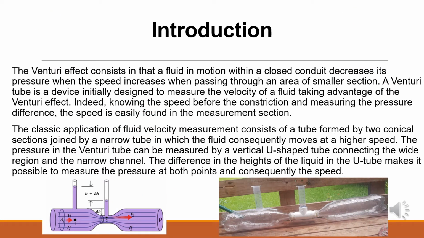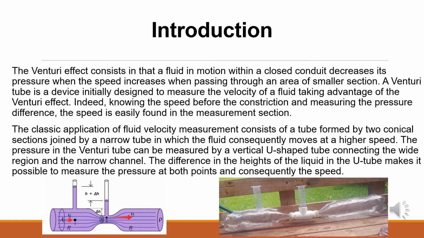Well, the Venturi effect consists in that a fluid in motion within a closed conduit decreases its pressure when the speed increases when passing through an area of smaller section. A Venturi tube is a device initially designed to measure the velocity of a fluid taking advantage of the Venturi effect, knowing the speed before the constriction and measuring the pressure difference. The speed is easily found in the measurement section.